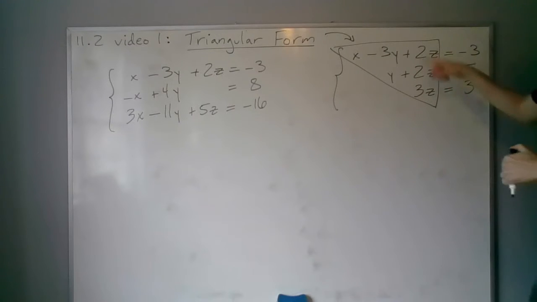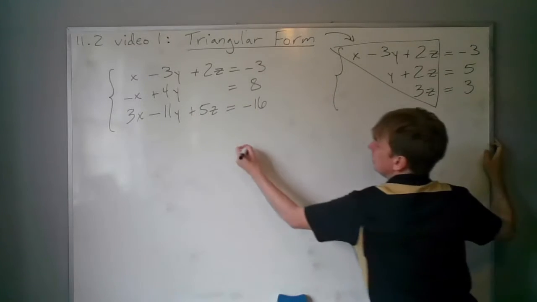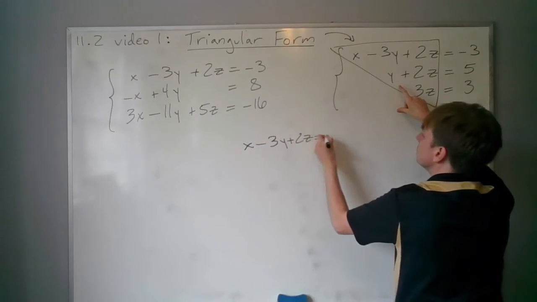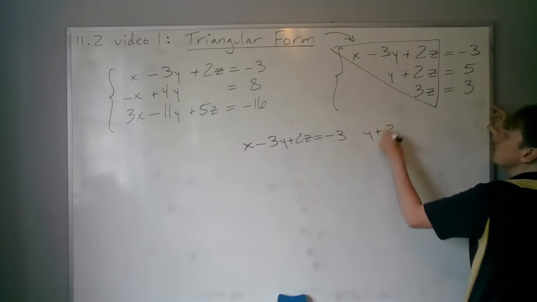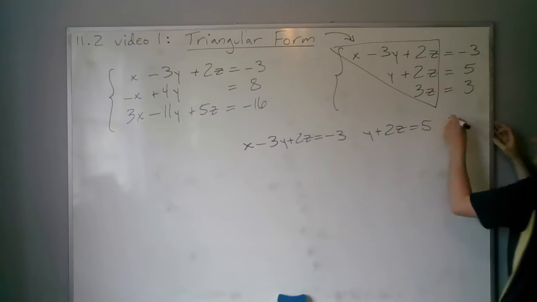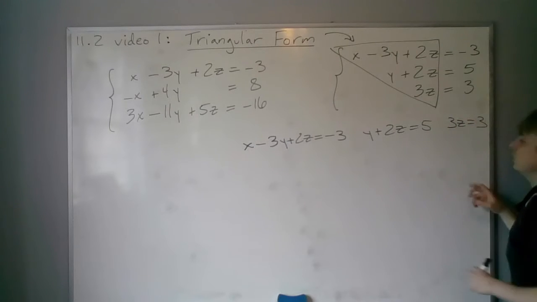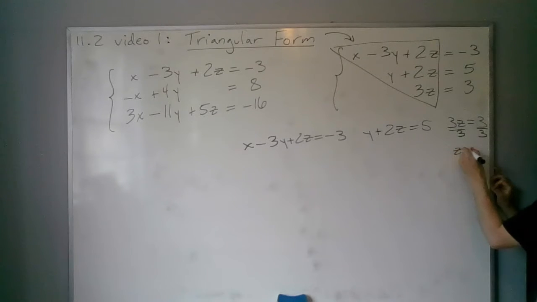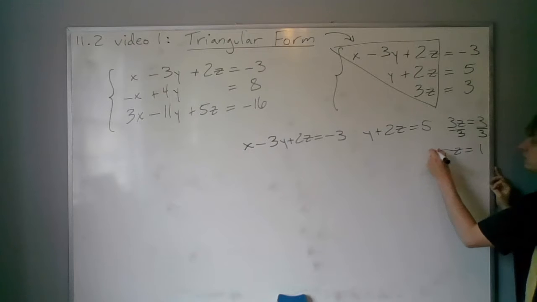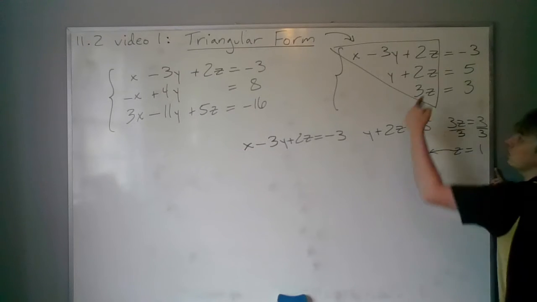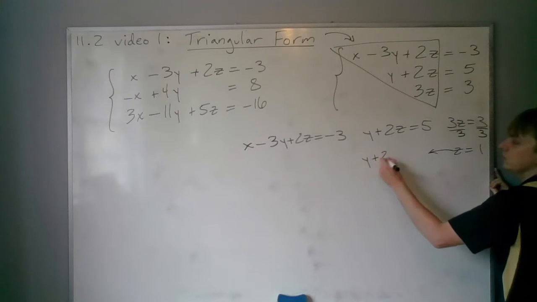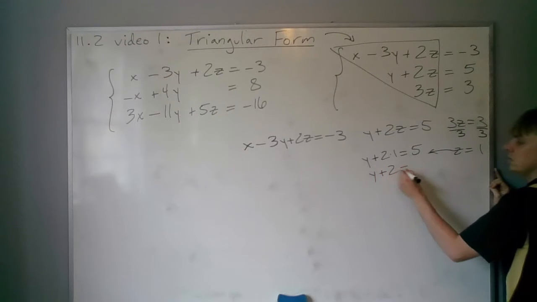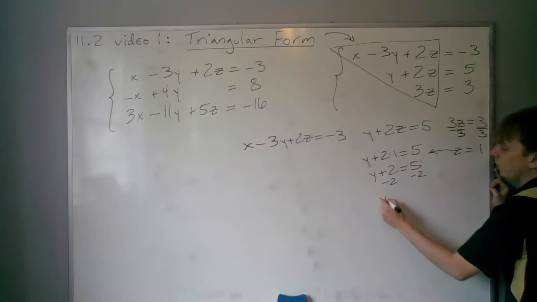So I'll just finish solving this problem just to show you what I mean. Top equation, x minus 3y plus 2z is minus 3. Middle equation, y plus 2z is 5. Bottom equation, 3z equals 3. So if I take the bottom equation, which I think is the easiest one to solve, divide everything by 3, I get z is equal to 1. If I substitute that back into the next equation up, we get y plus 2 times 1 is equal to 5. Y plus 2 is 5. Subtract 2 from both sides, and we get y is equal to 3.